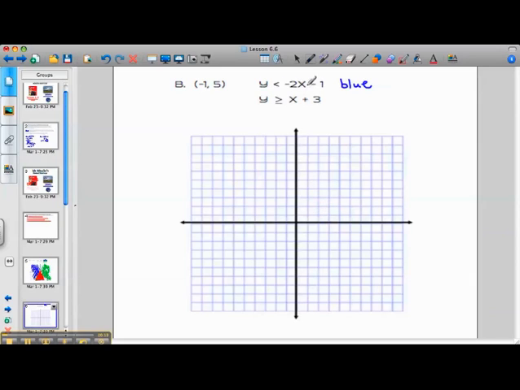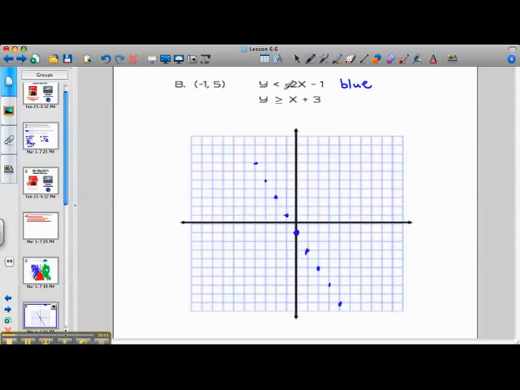So I'm going to use my first inequality, and I'm going to start at -1. And I am going to go 1 over and 2 down because it's a negative 2 for my slope. 1 over 2 down, 1 over 2 down, and then 1 over and 2 up, and continue that in the other direction to give me my boundary line.